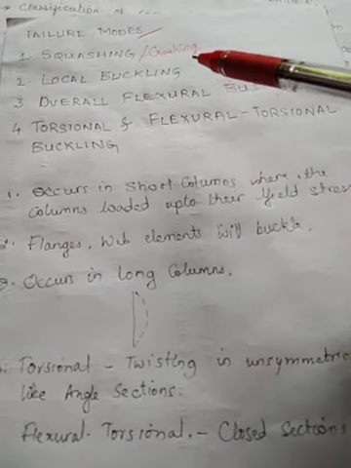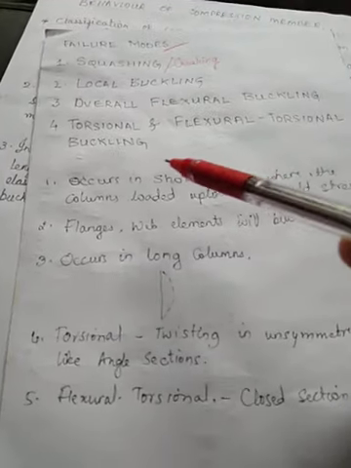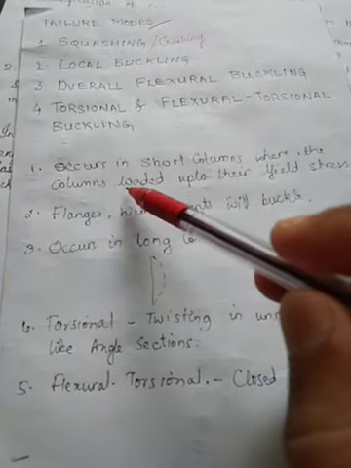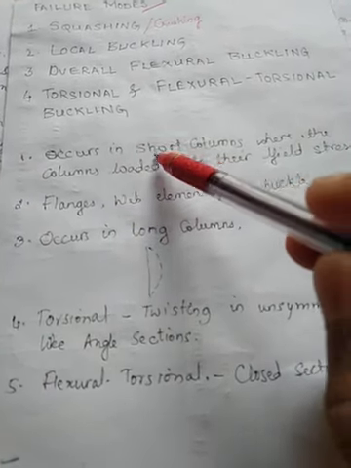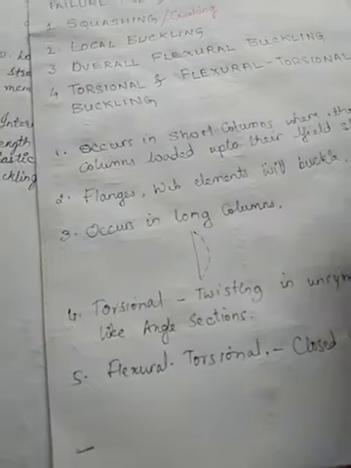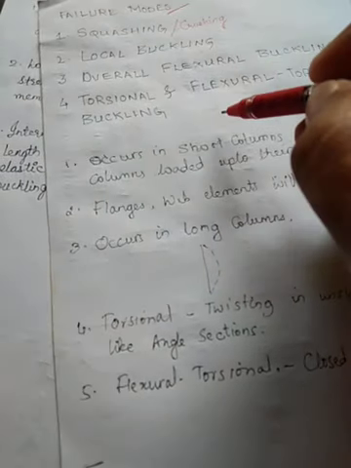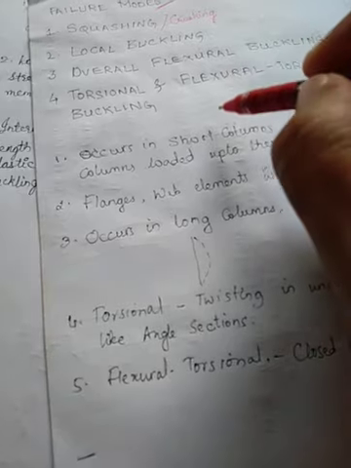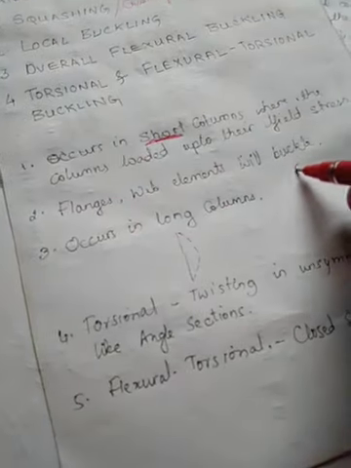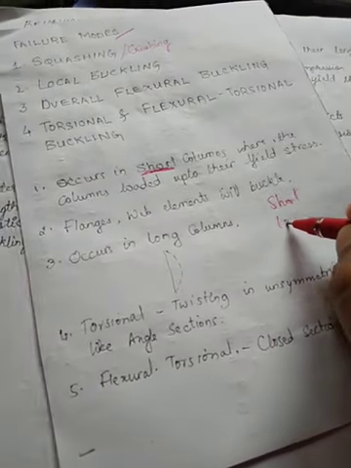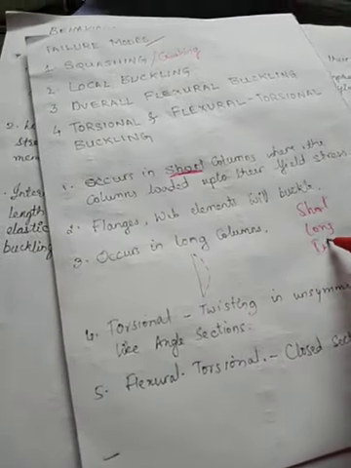So what is this squashing? If you look into this first one, squashing occurs in short columns. We have these columns classified in three types: short, long, intermediate.